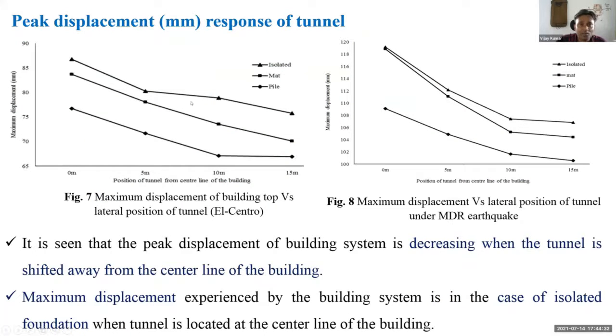So we can observe from here that three types of foundation, isolated footing, mat footing and pile footing, have been used to study the effect of tunnel position with respect to the center point of the structure. We can observe from this figure that the peak displacement of the building system decreases when the building is shifted away from the center line of the building, and the maximum displacement was observed in the case of the isolated footing.